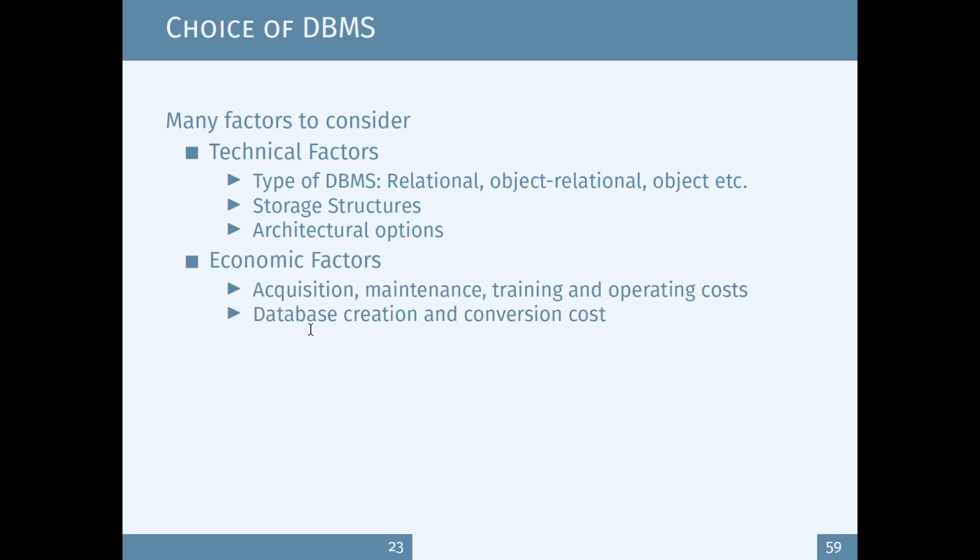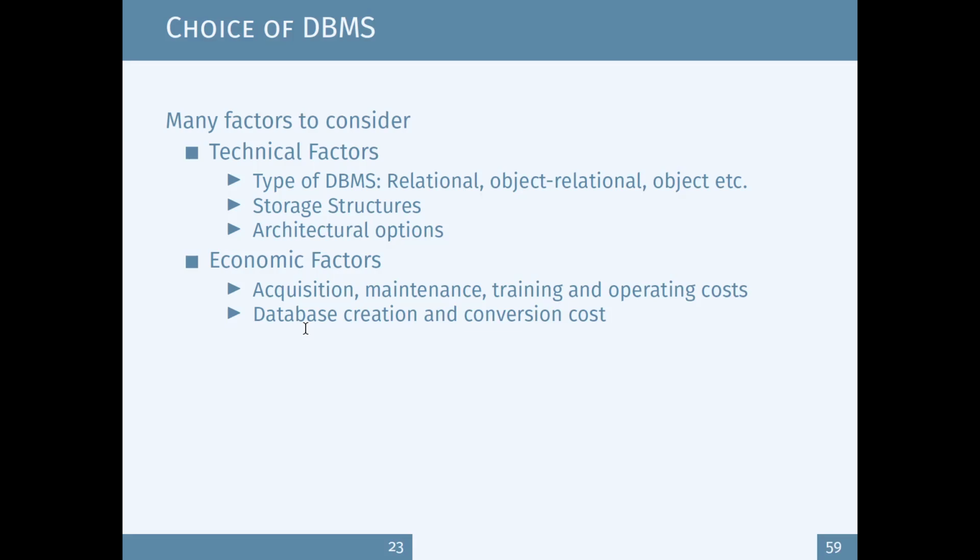Next, economic factors. What do you mean by economic factors is, designing a database and choosing a database. I told you some are free, some are commercial. So designing a database will cost a lot of money. So you have to look for the economic factors: data acquisition, maintenance, training, operating, all this you have to consider. And to create the database also, you have to consider.